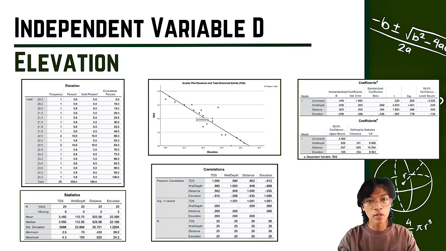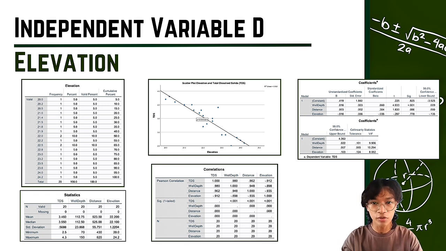However, when elevation was included together with well depth and distance in the multiple regression model, the significance value of the elevation dropped to 0.778, which is greater than 0.05, which means that the elevation was not a significant predictor of TDS when the effects of the other variables were considered simultaneously.